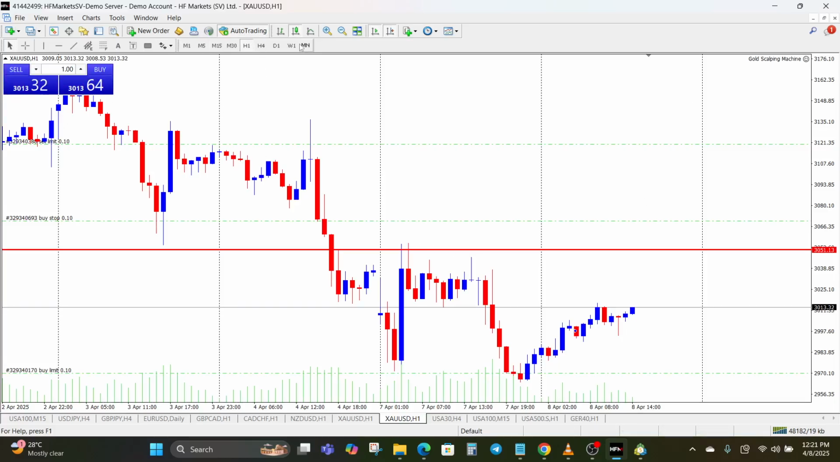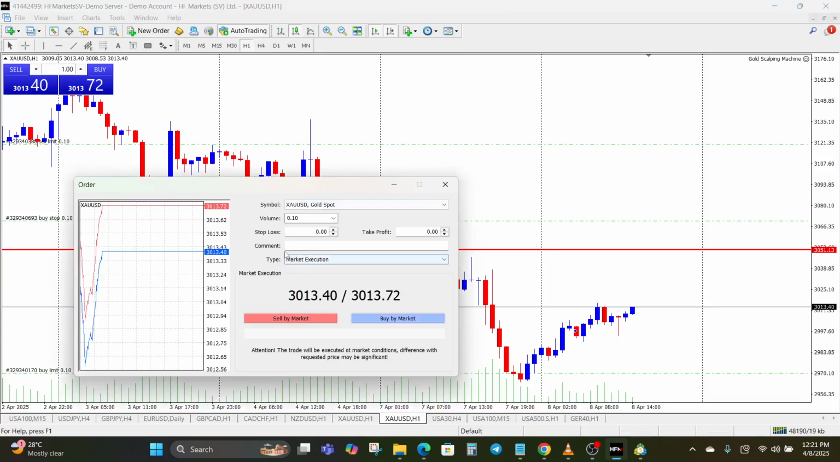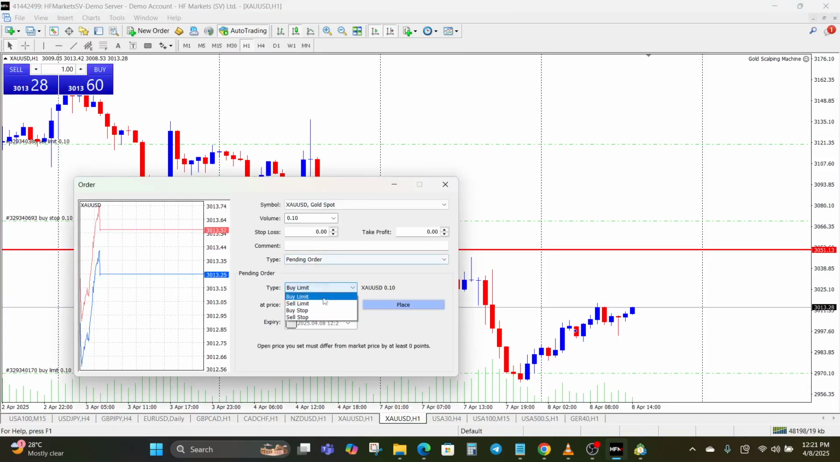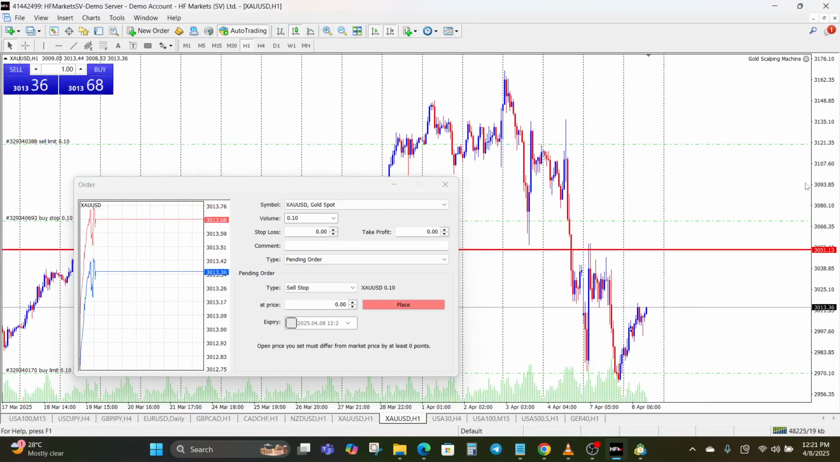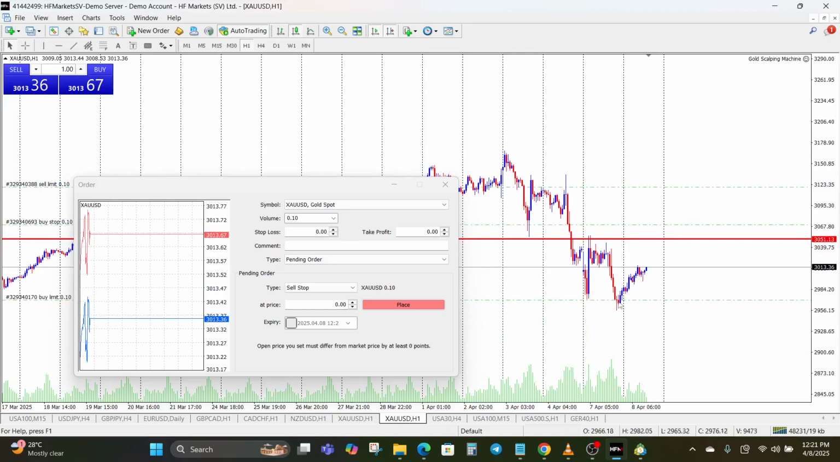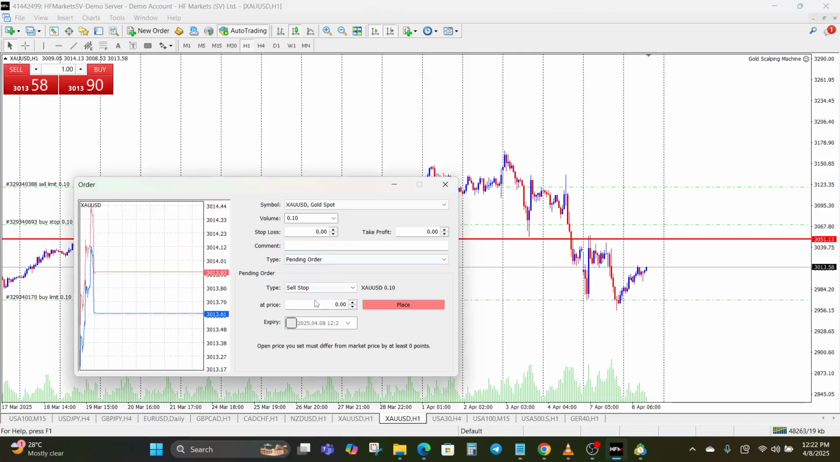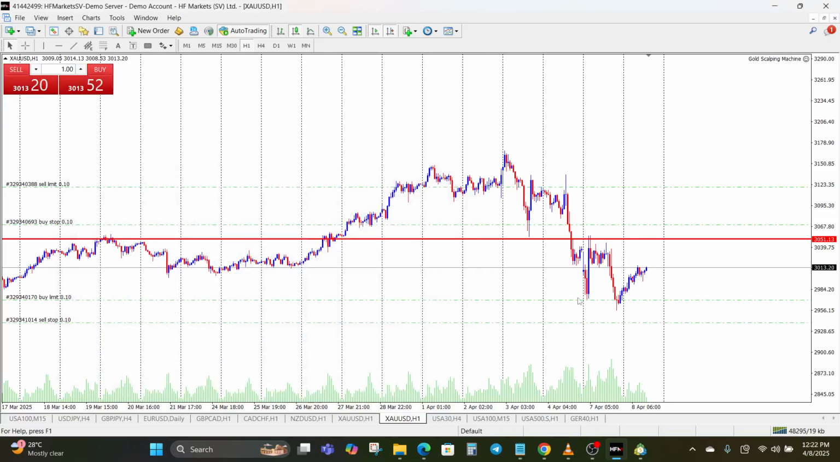Now, the next order is the sell stop. The sell stop pending order is when you expect price to break below support and keep dropping. So let's assume that I'm expecting price to break below this support level and keep dropping. So maybe I can set my pending order around 29.40. Set my sell stop order.